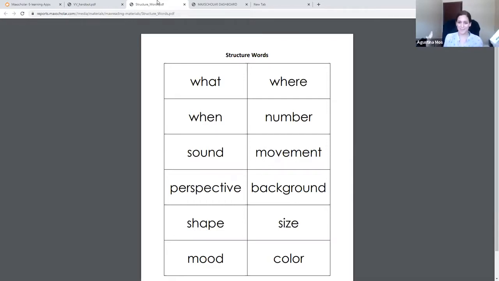So that's pretty much, I said it was going to be shorter. That's pretty much what I wanted to show you. Any questions about the visualizing and verbalizing? Like I said, it's pretty simple.